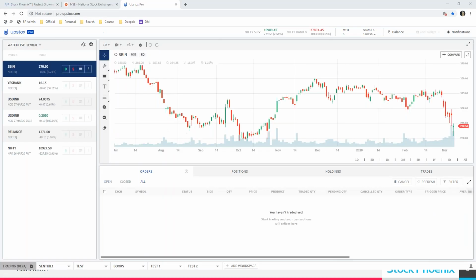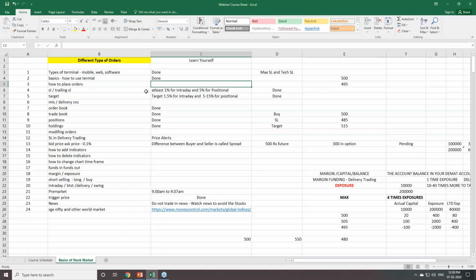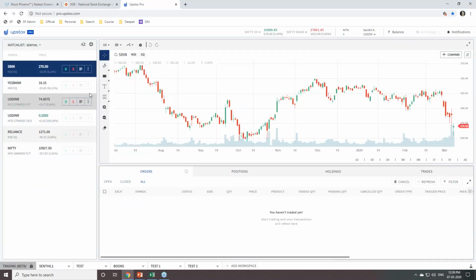Before going into this, let me complete how to place orders. Every broker has a different definition for the order types, and different exposure or margins they provide, so you have to learn that by yourself. What I can do is show you what Upstox is offering, because that is going to be our learning platform.